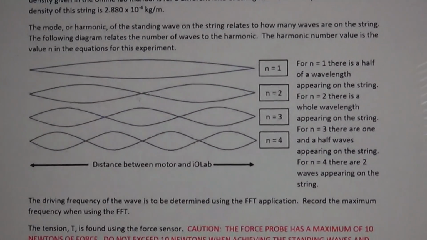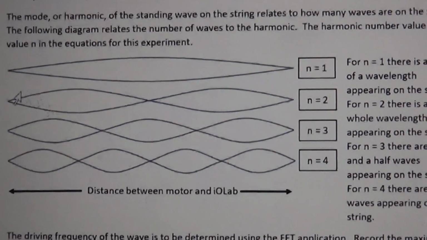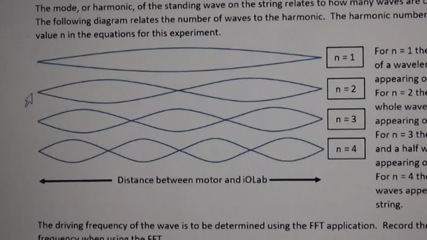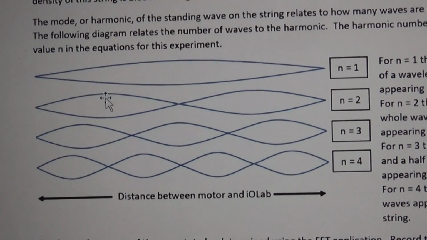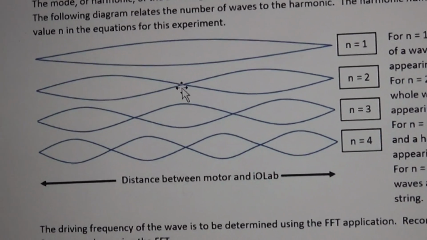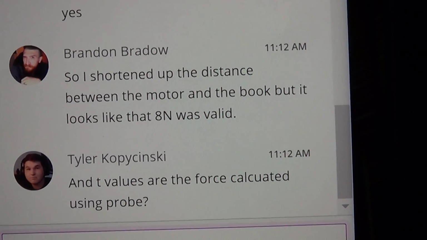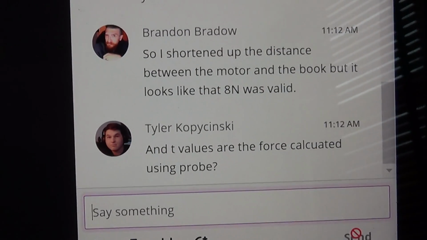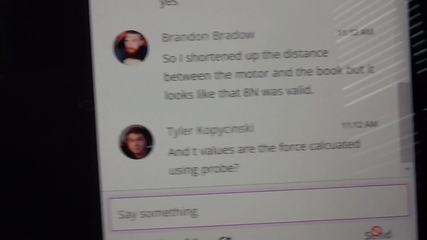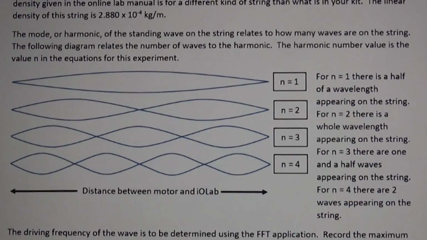Okay, so here's n equals 2. N equals 2 has one side where the motor is tied, and the complete other side is where the IOLab eye screw is. Then you have 2 antinodes and 1 node in the middle, and that's n equals 2. And then, Brandon, so I shortened up the distance between the motor and the book, but it looks like the 8 newtons value. Okay, so stick with that. And then Tyler, and T values are the force calculated using the probe. Yes, so the average force from the force probe, that's right. That's the tension T.